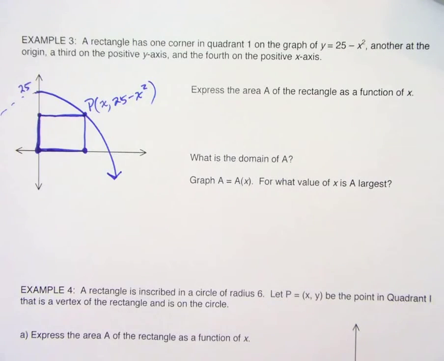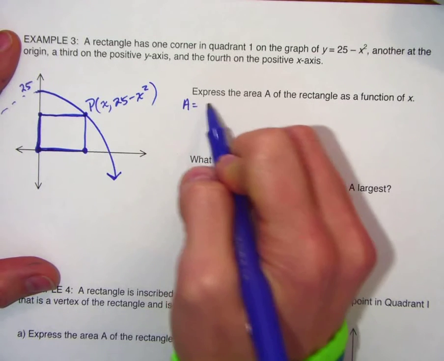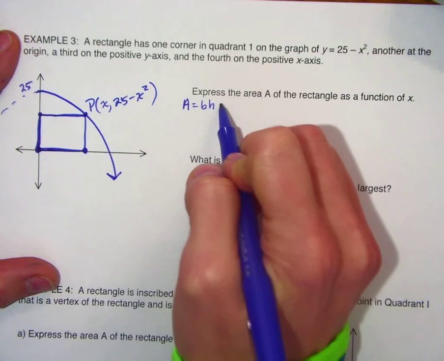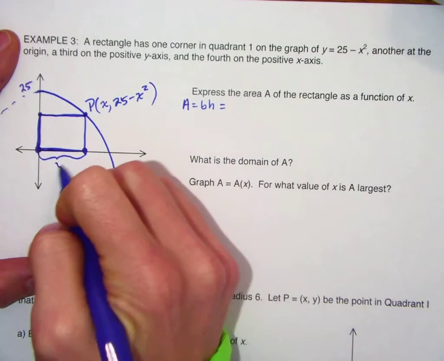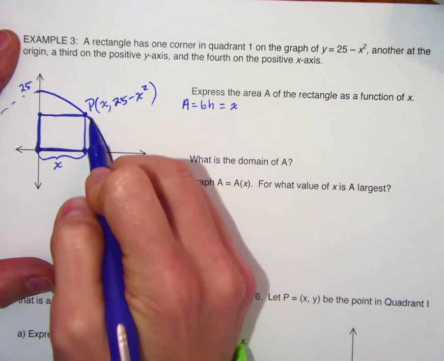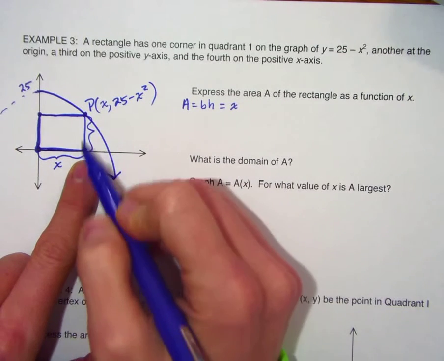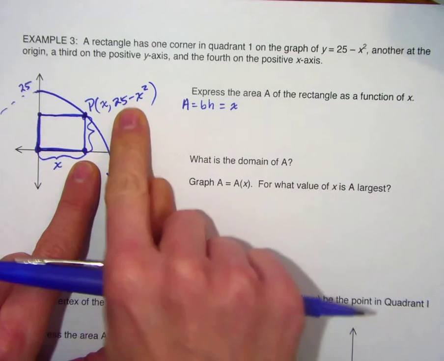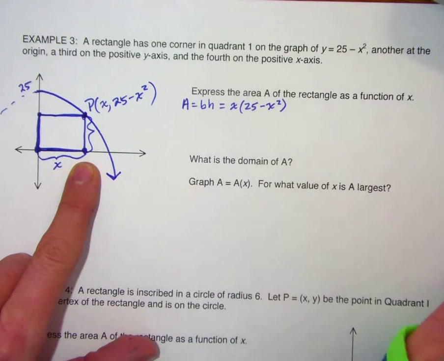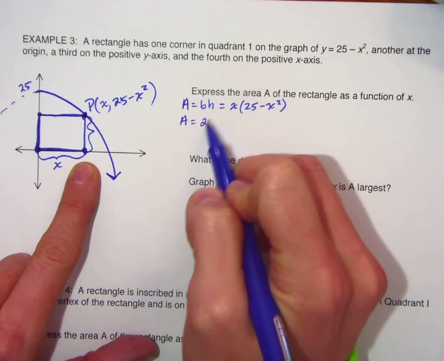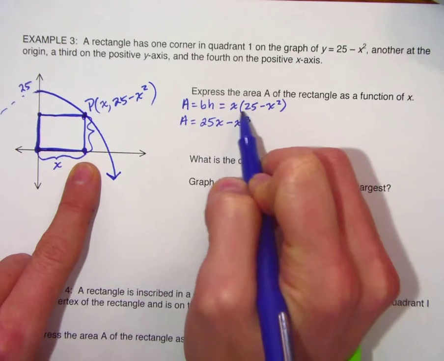Okay, so now we want to express the area of the rectangle as a function of x. First of all, what is the area of any rectangle? Base times height. All right, but what is our base here? This is x. And our height? Our height is y, but we know our y is really 25 minus x squared. So then our area is going to be 25x minus x cubed. Easy peasy, right?